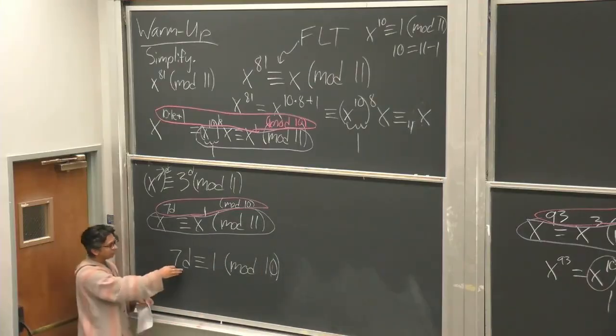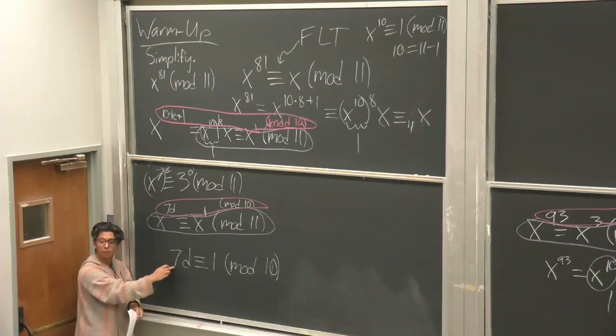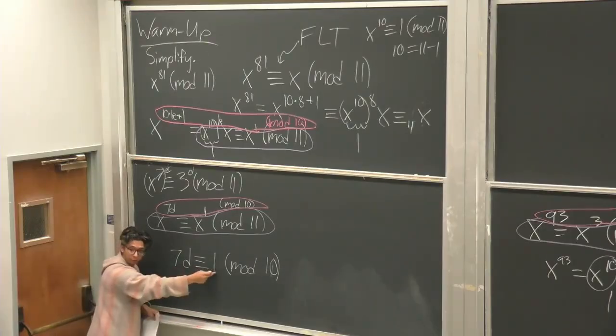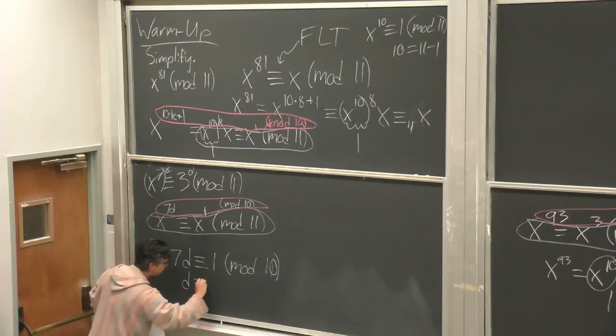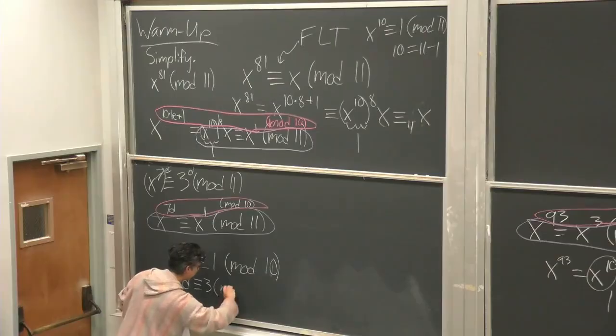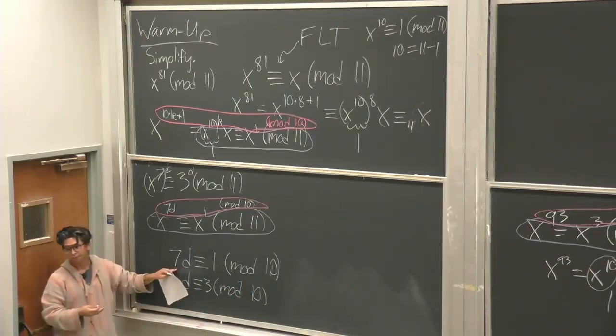This should look more familiar because we know how to find multiplicative inverses. We're trying to find the multiplicative inverse of 7. 7 times what is congruent to 1? And this is what we did last time. We found out, oh yeah, d would be 3 for that to work. Because 3 times 7 is 21. Mod 10 is 1.